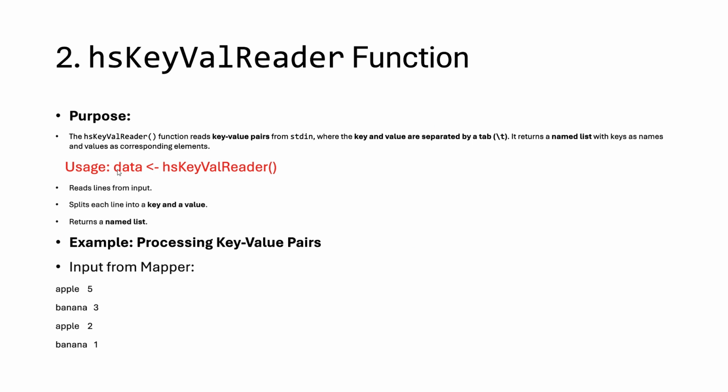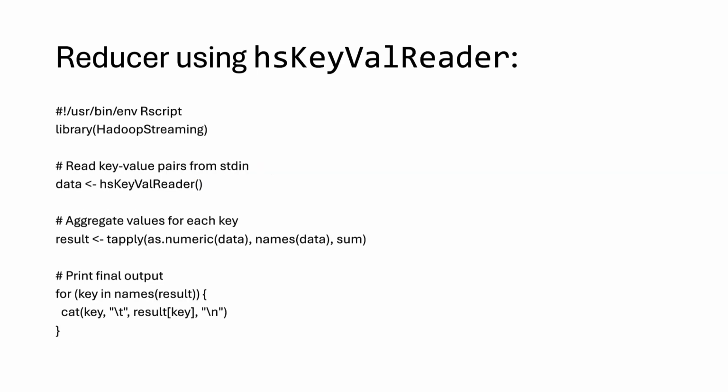How can we use it? Data pointing to the hs key value reader, it will read line by line from the input. Again, it will split into key value pairs and return them as a named list. Okay, so let us have an example of processing key value pairs. We are having input data as apple 5, banana 3, apple 2, and banana 1. So this is the input data we are providing for the word count. Okay, so the hs key value reader function. This script entirely says that it is a word count job.